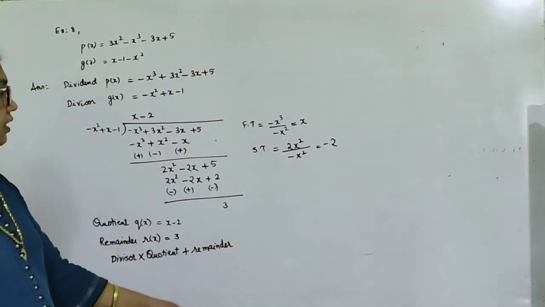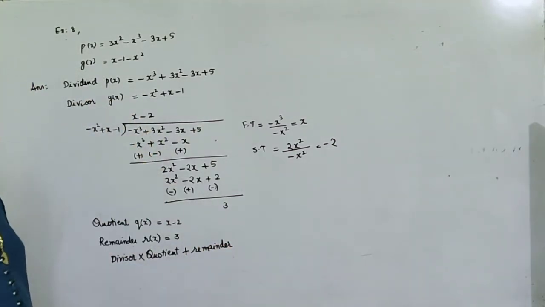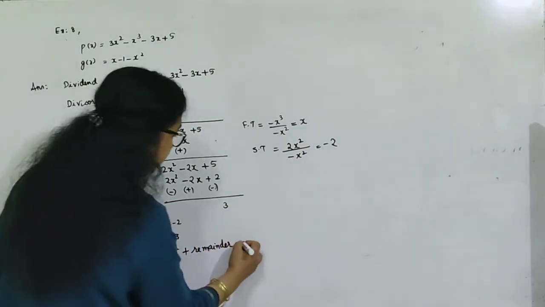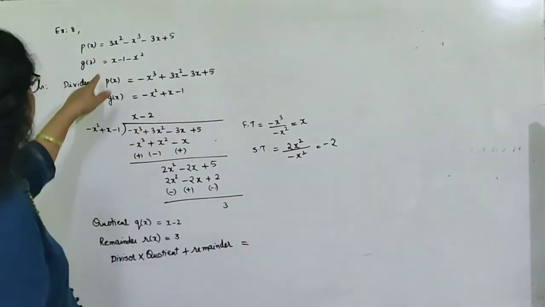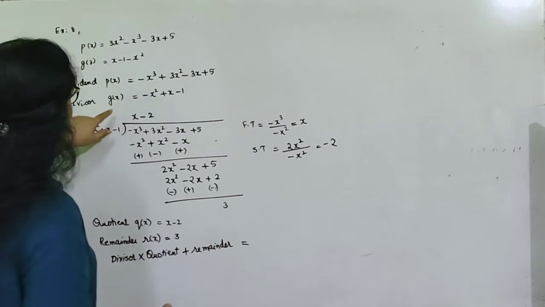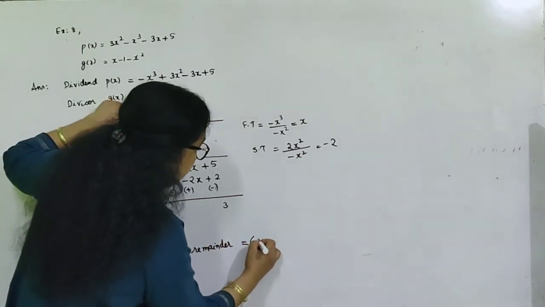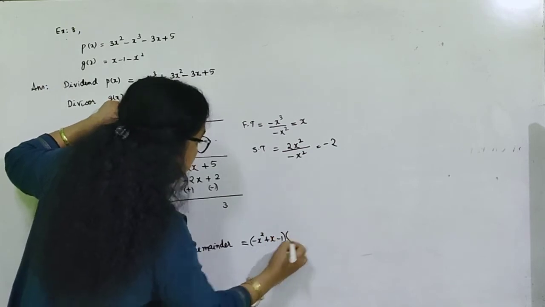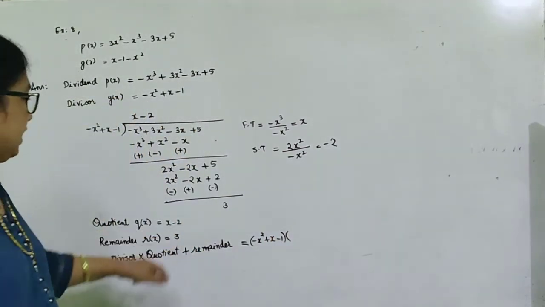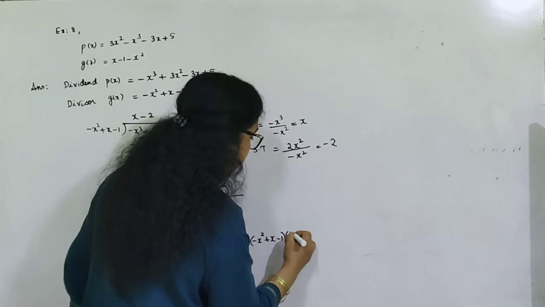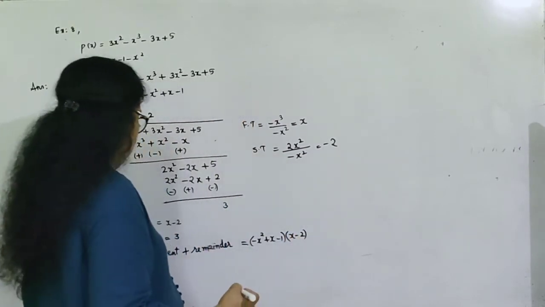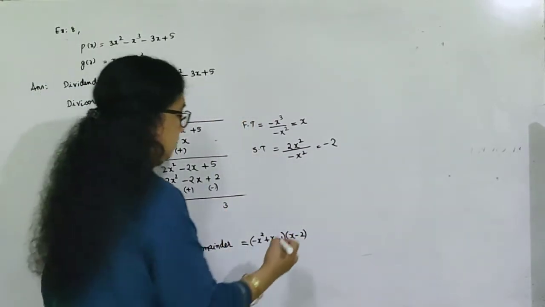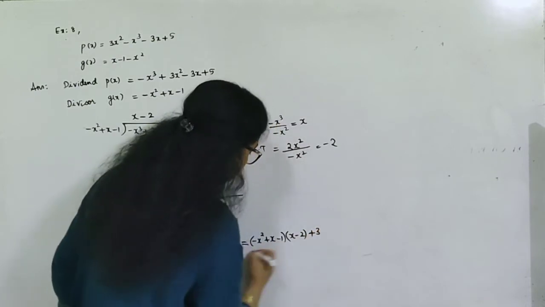If it is equal to the dividend, then the verification is done. So the divisor is x minus x square plus x minus 1, multiplied by the quotient, which is x minus 2, and the remainder is 3, so plus 3. Now multiply.